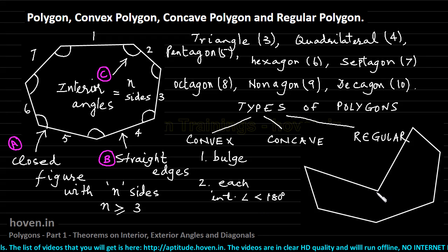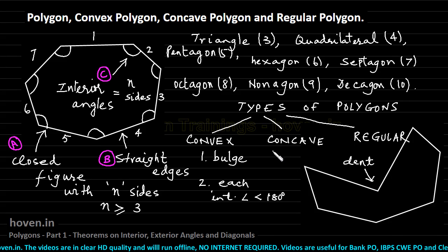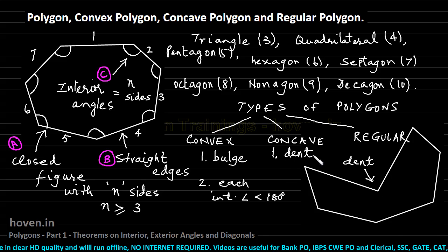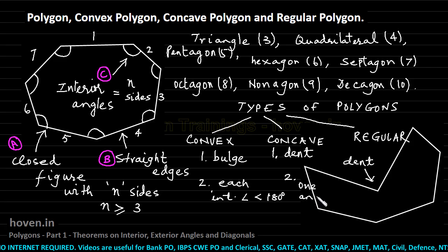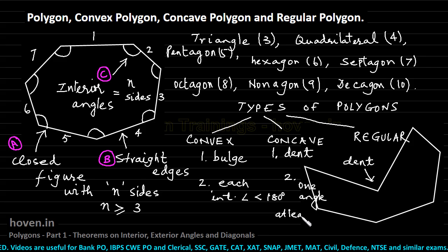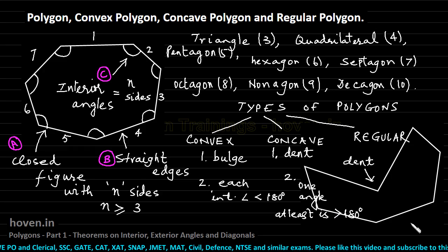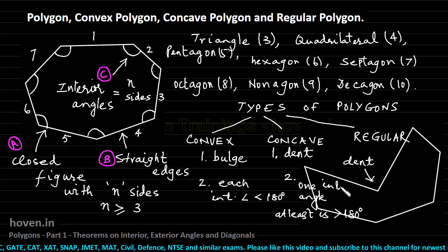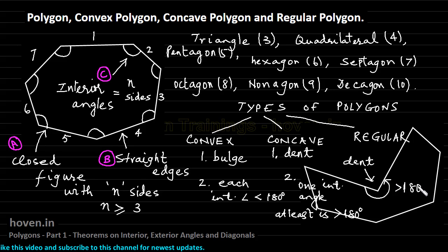For example, this polygon figure which I have drawn on this side is concave because of this dent. A concave figure has a visible dent. And the second thing is that at least one interior angle is more than 180 degrees. For example, here you can note that this angle is the interior angle and it is more than 180 degrees.